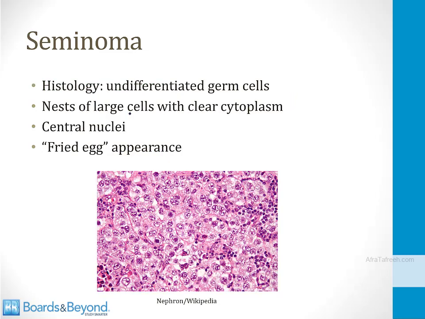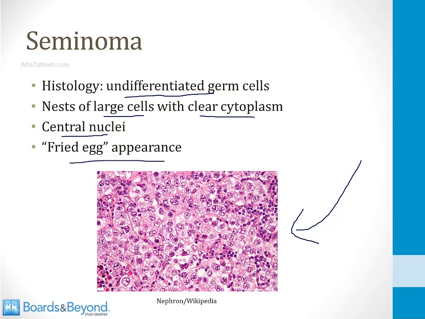Under the microscope, the histology of seminoma involves undifferentiated germ cells. This is an example shown on the screen here. What you typically see are nests of large cells with clear cytoplasm. Usually the nuclei is in the center of the cell, surrounded by clear cytoplasm. The classic description is to say that these cells have a fried egg appearance.